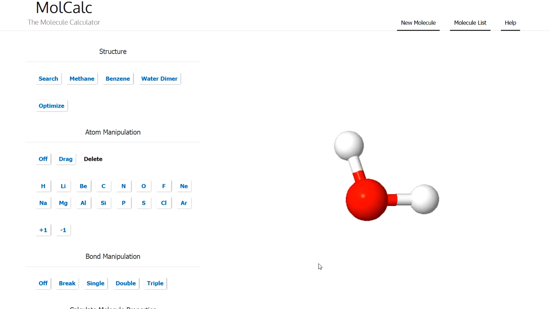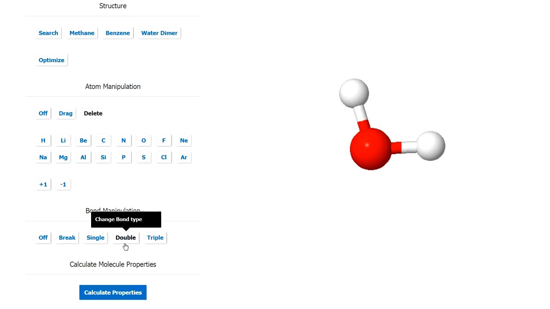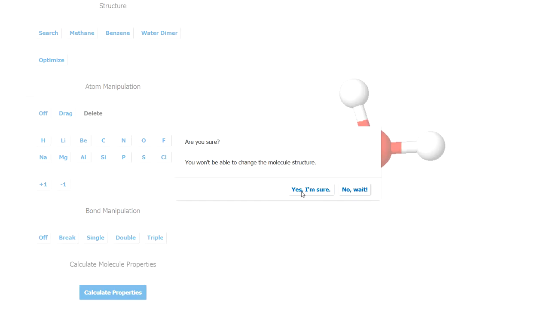And again, you can do all kinds of things with this program, measure bond lengths and bond angles. Now, water is a polar molecule. It has a dipole moment. Oxygen is more electronegative than hydrogen, so this bond is polar and this bond is polar. So let's calculate the properties of water. And again, we're mainly interested in vibrations.